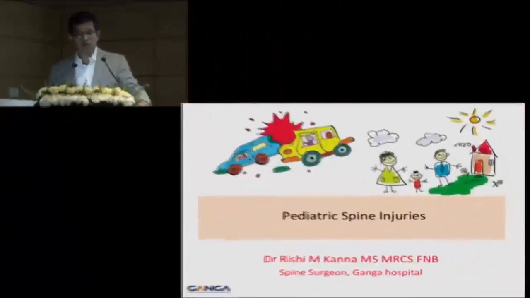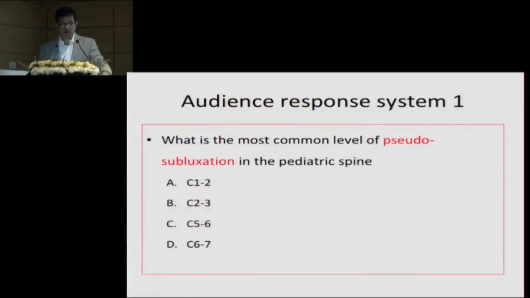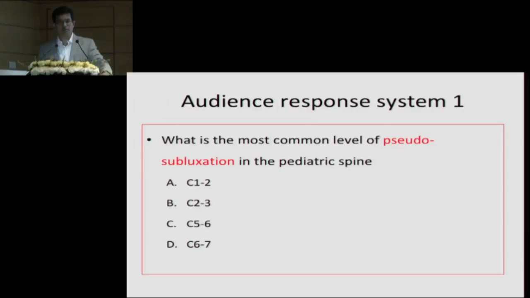Morning everyone. This presentation is to give a broad overview about the evaluation and management of children with spine injuries. Just to have an audience response system questionnaire. The question: what is the most common level of pseudo-subluxation in the pediatric spine? There are 4 options for you: A, C1, C2; B, C2, 3; C, C5, 6; or D, C6, 7.